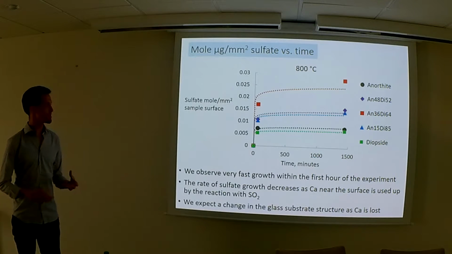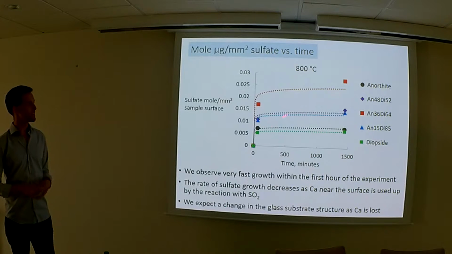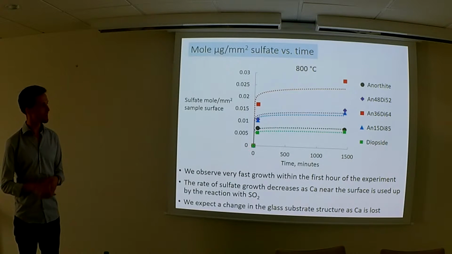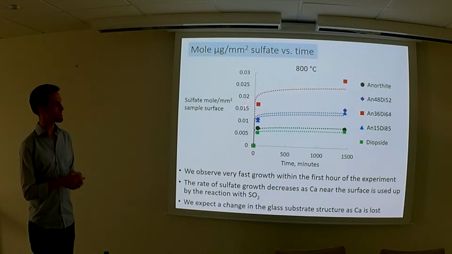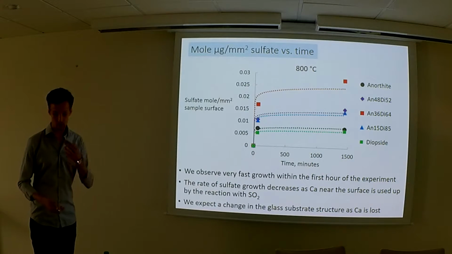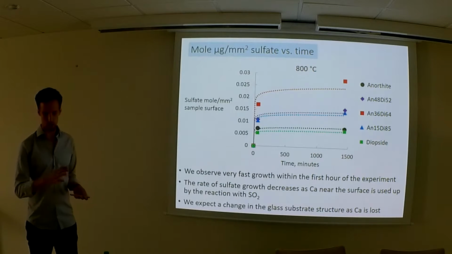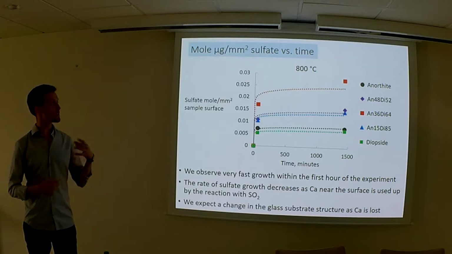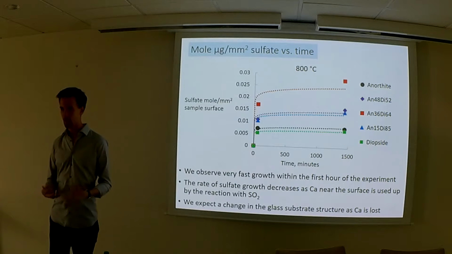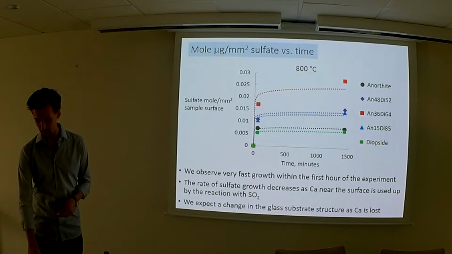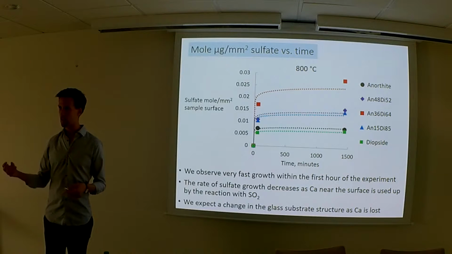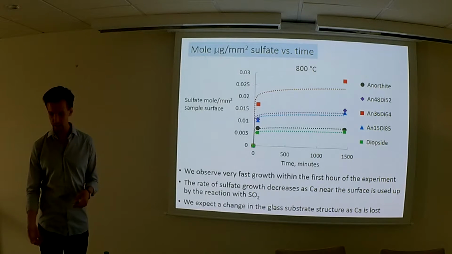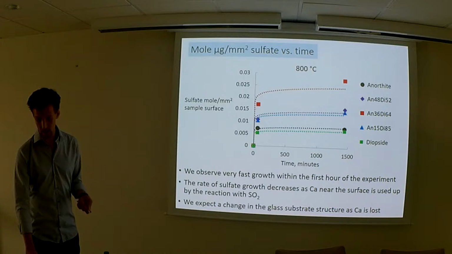From these values at different time scales, again we can calculate the reaction rates, and again we see that the eutectic composition has by far the fastest growth, and the two end members down here are much slower, but at a similar scale. So to me this looked like the composition of the glass, and maybe the glass structure, is limiting the reaction rate, and that would suggest that it's not the diffusion of sulfur dioxide through the sulfate layer which limits the rate, but actually the property of the glass itself.